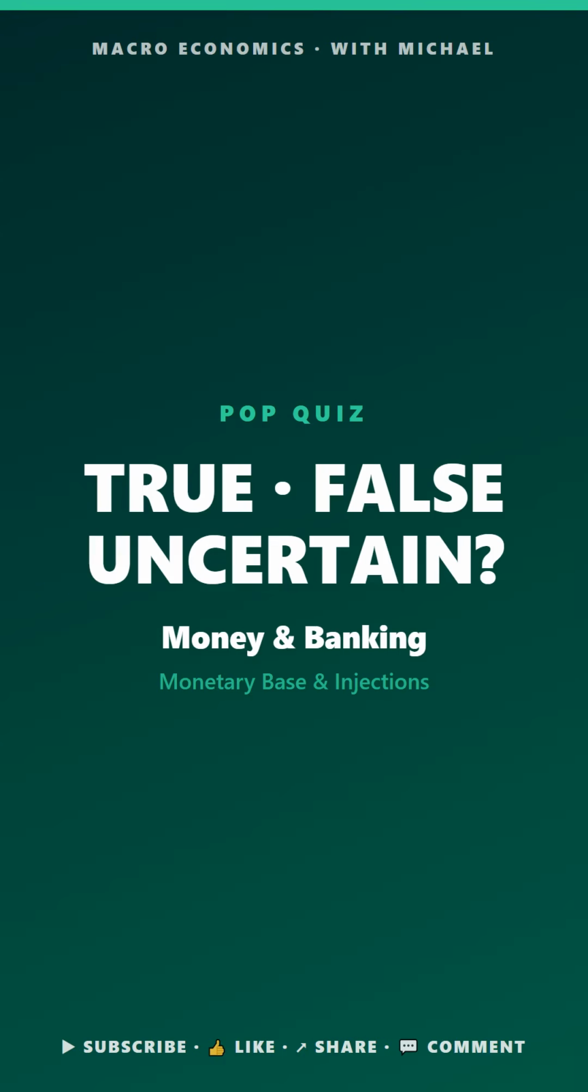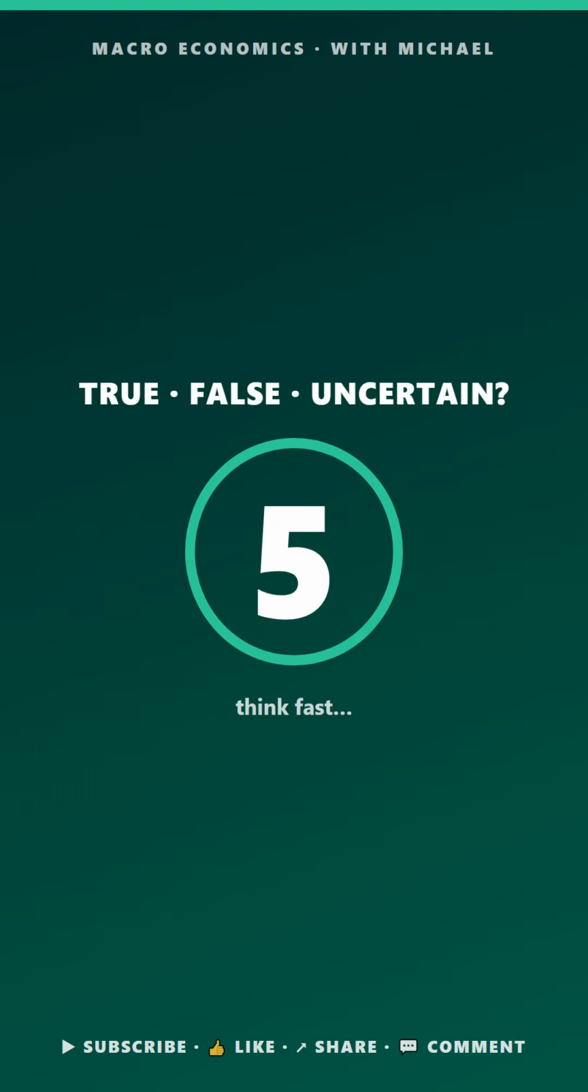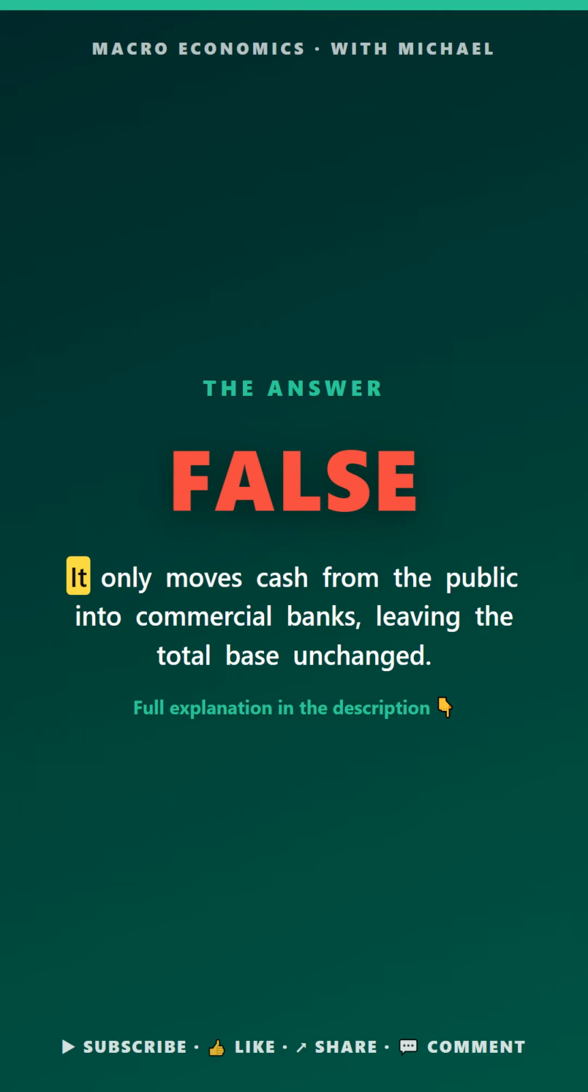Macro pop quiz. Money and banking. True, false, or uncertain. An internal injection increases the total monetary base of the economy. The answer is false. It only moves cash from the public into commercial banks, leaving the total base unchanged.